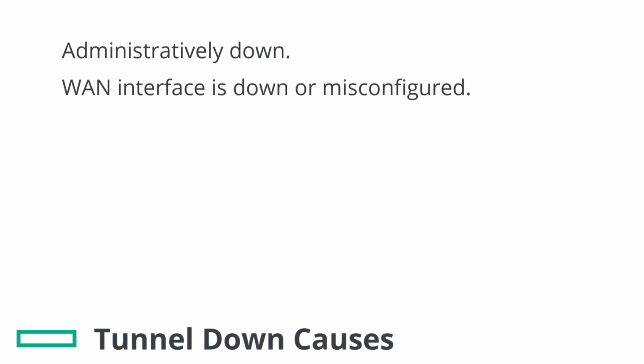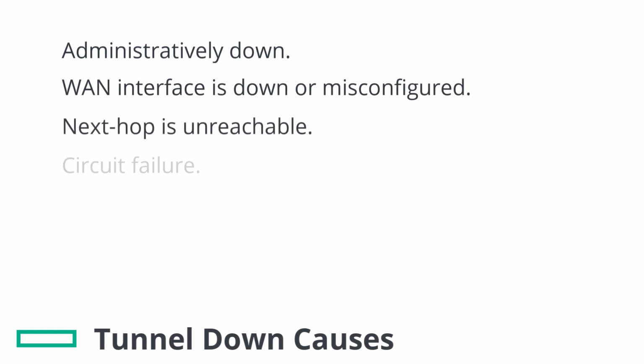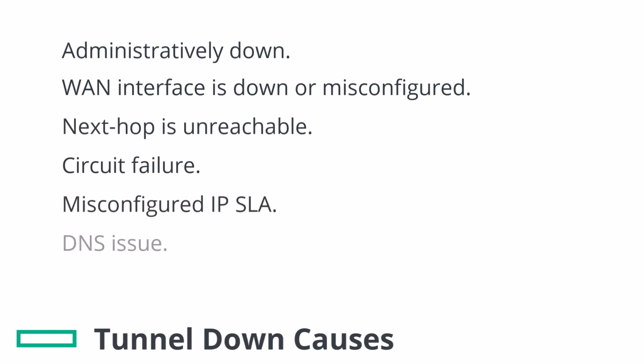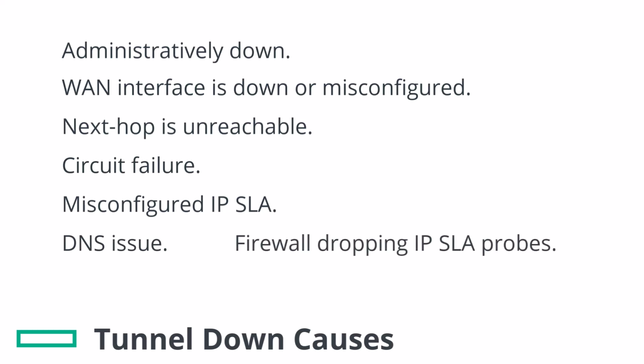Pass-through tunnels can be down for various reasons, including being administratively down, the related WAN interface is down or misconfigured, the next hop is unreachable, circuit failure, misconfigured IP SLA, DNS issue resolving the IP SLA tracker, a firewall dropping IP SLA probes.